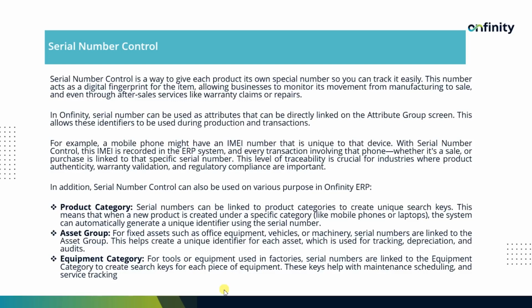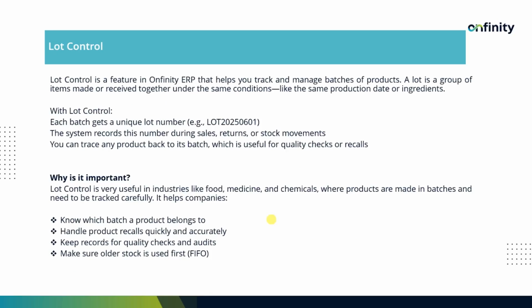Once we begin configuring things in Onfinity ERP, we will explore exactly how serial number control works in practice, step by step. For now, let's move to lot control. Lot control is a feature in Onfinity ERP that helps you track and manage batches of products. A lot is a group of items made or received together under the same conditions, such as the same production date and ingredients. With lot control, each batch receives a unique lot number.